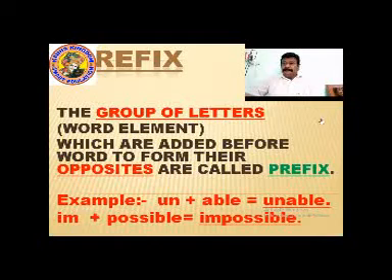The word IM plus possible. Possible is the thing which can be done. When IM is used prior to the word possible, it becomes impossible: a thing which cannot be done. Directly it becomes opposite. The word UN is a group of letters. IM is a group of letters.